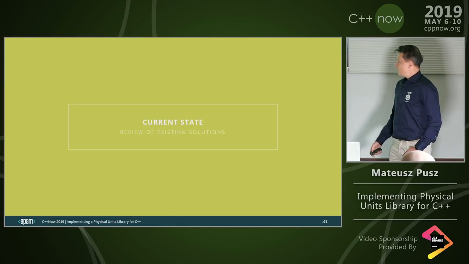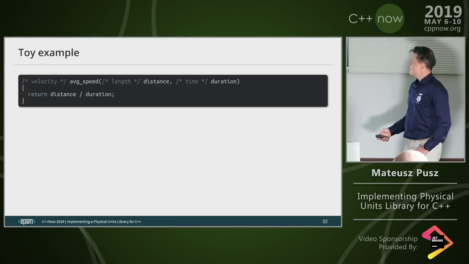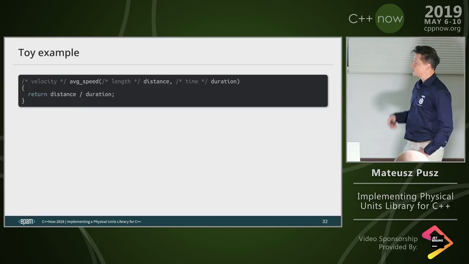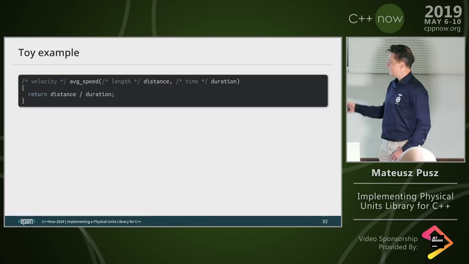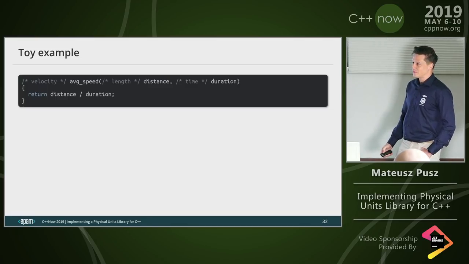Current state, what we have right now on the market. For this, I will compare a really simple example. I'd like to have a function that calculates average speed for some distance and duration, with a simple equation like this. This is a really simple example. We can think about much more complicated ones, but it's slideware. And you'll also find out that this simple example is already really complicated for some cases.